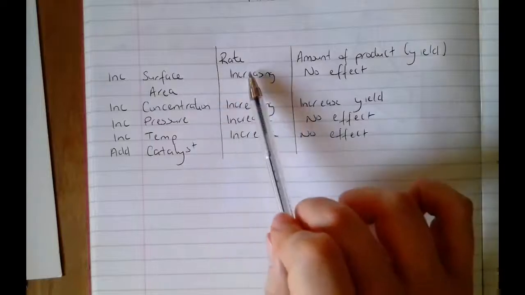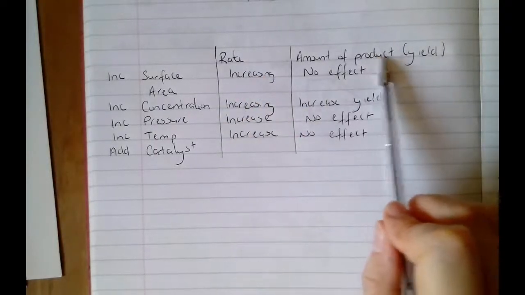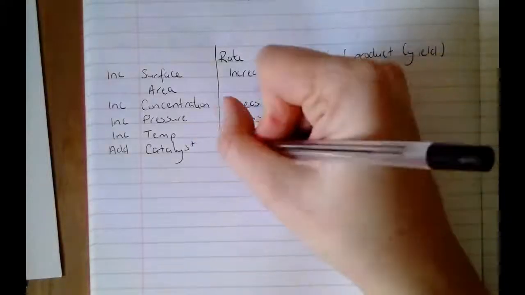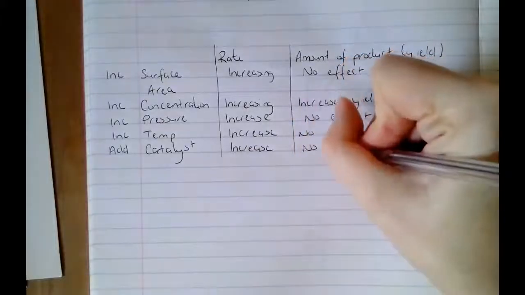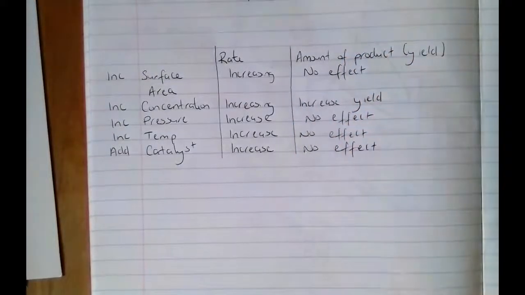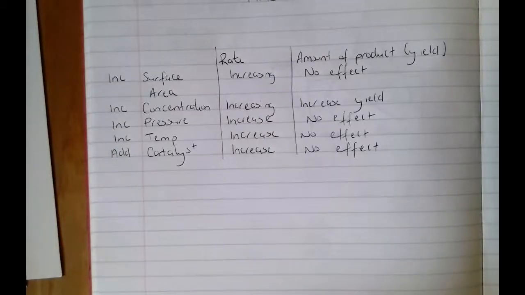So they will all increase the rate, but it's only the concentration that can actually increase the amount of product formed. Catalyst is no exception to that. Again, it can increase the rate, but a catalyst will have no effect on the amount of product formed. Only increasing concentration can affect the amount of product that you are forming.